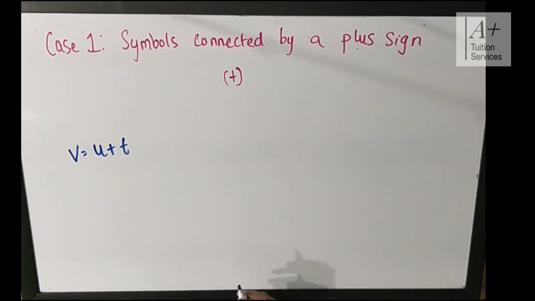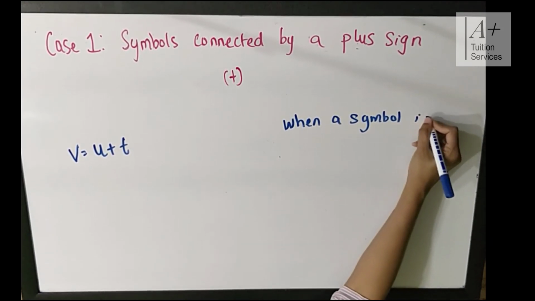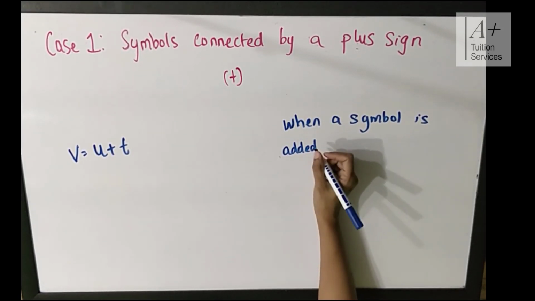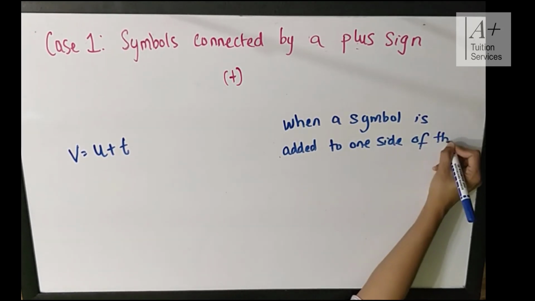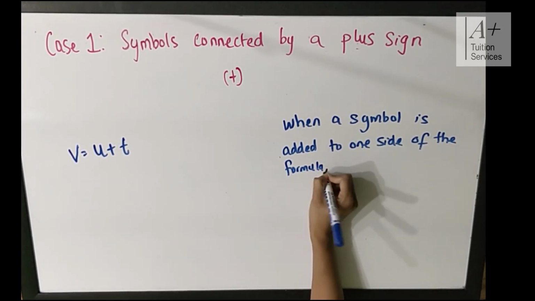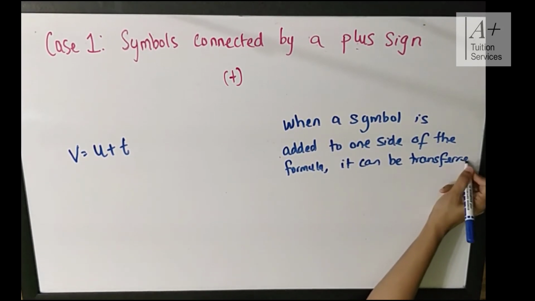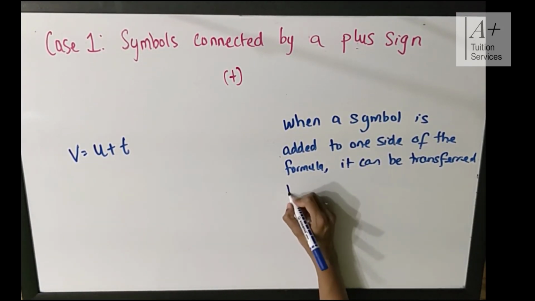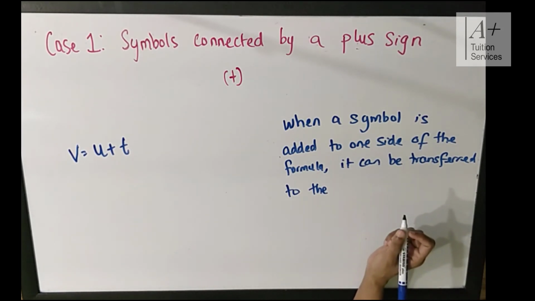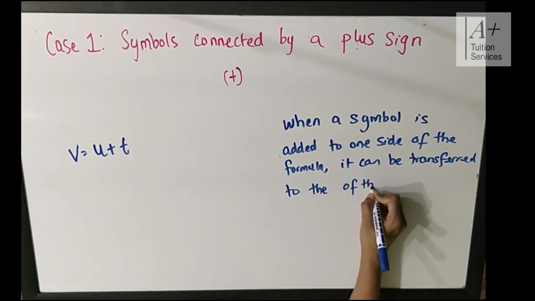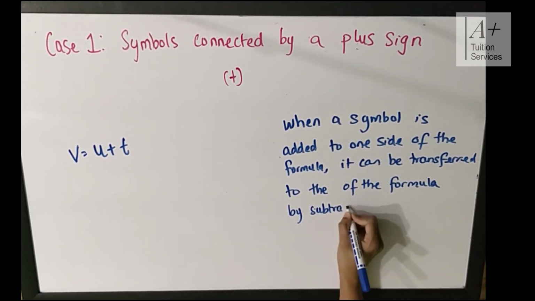And the rule here is very simple. When a symbol is added to one side of the formula, it can be transferred to the other side of the formula, meaning the other side of the equal sign, by subtracting. And we will see what this means.